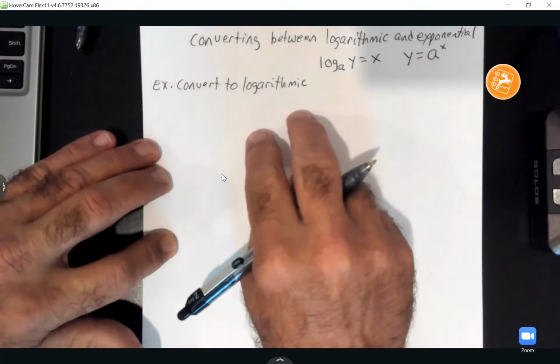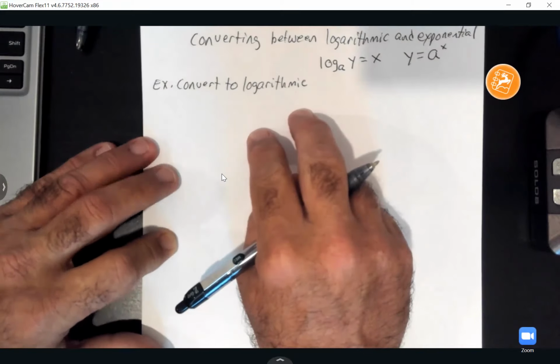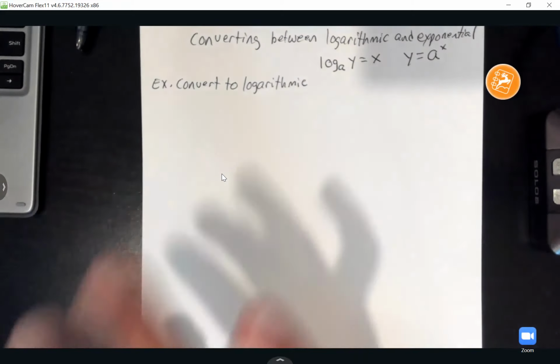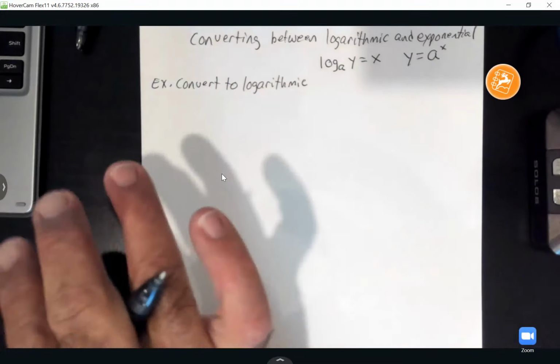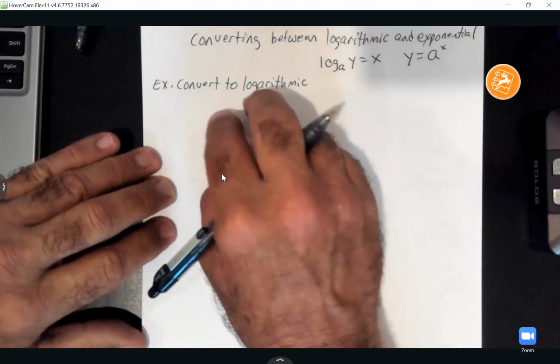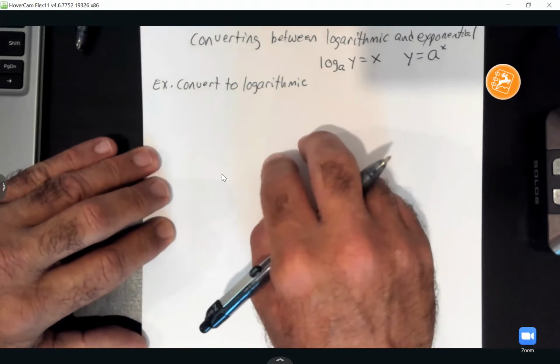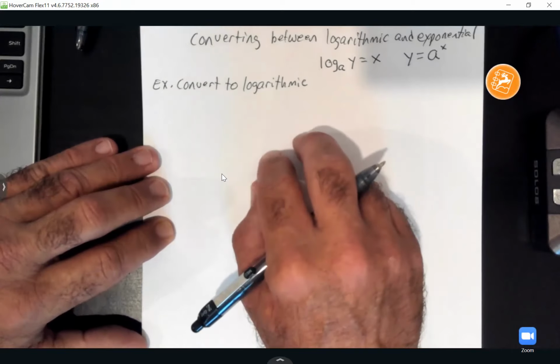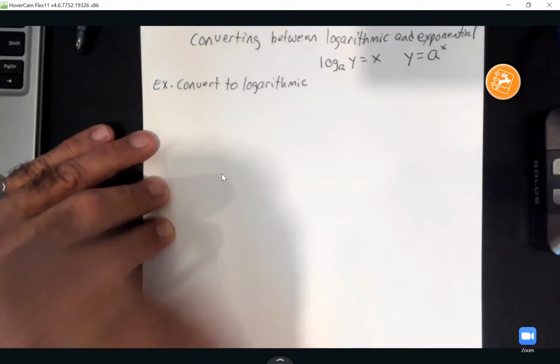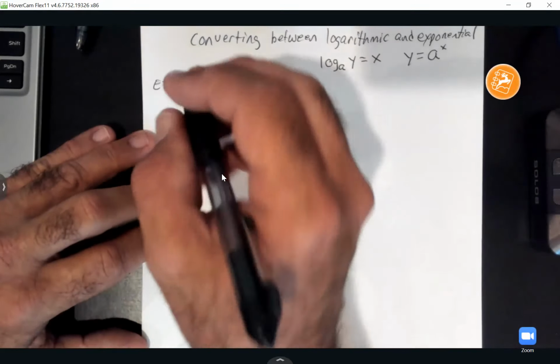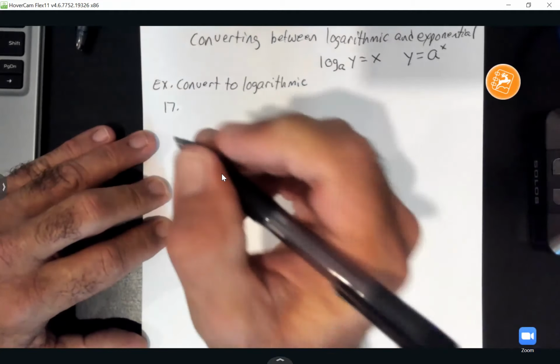Now, these will be the kind of things we're learning this so that when we solve equations, we can go back and forth. So we'll have to solve equations. I think that'll hit us Friday, okay? Now, let me show you what they're giving me. And these will start at 17.